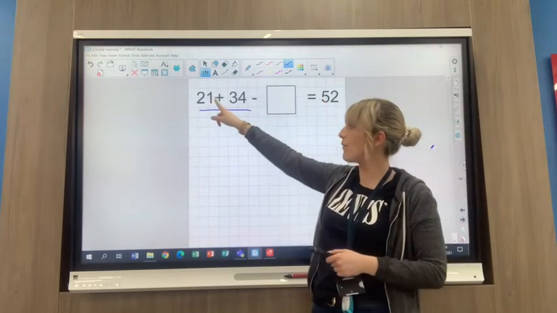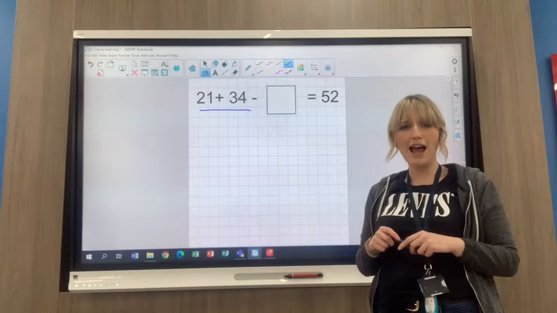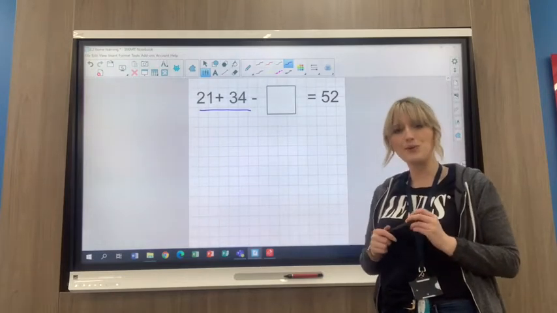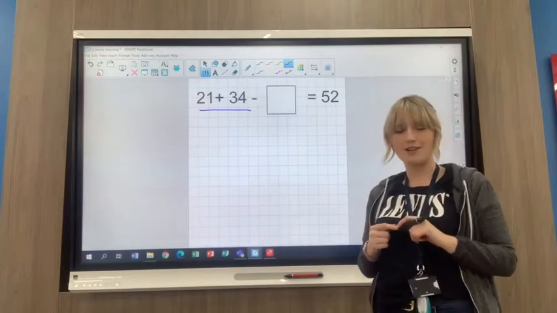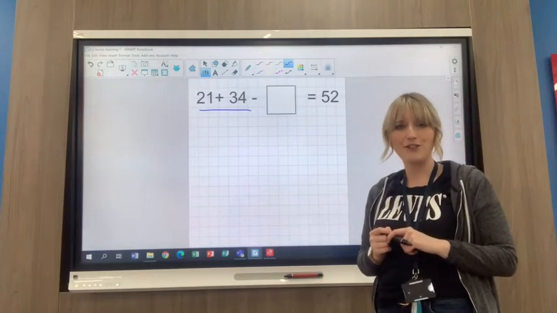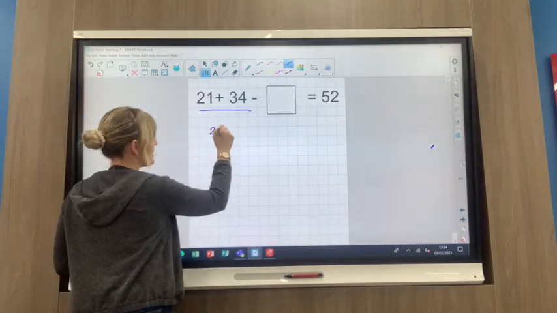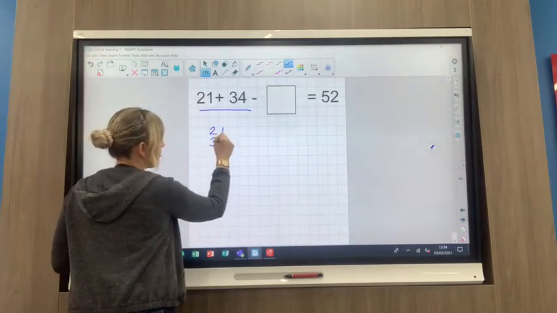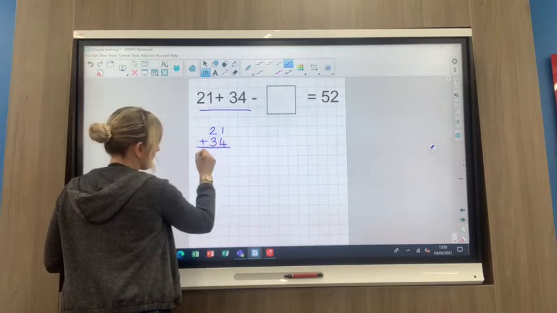So I'm going to find out what 21 add 34 is. What method could I use? Say it out loud if you know. So 21 add 34. Well done if you said the column method. I've got 2-digit numbers, haven't I? So I'm going to write it down in the column method to make it quicker.